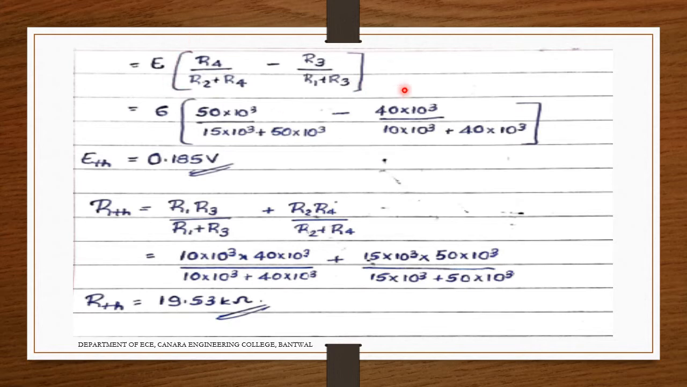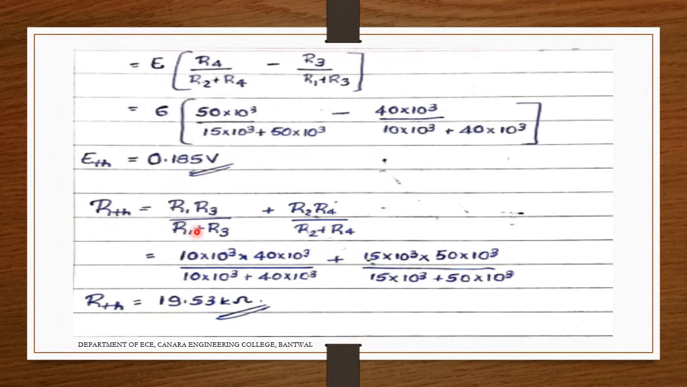So the whole voltage E is common here. So that is 6 into 50 kilo, R4 is 50 kilo, divided by 15 kilo plus 50 kilo, minus 40 kilo divided by 10 kilo plus 40 kilo. So ETH is equals to 0.185, depending on these values. So we got the Thevenin value.